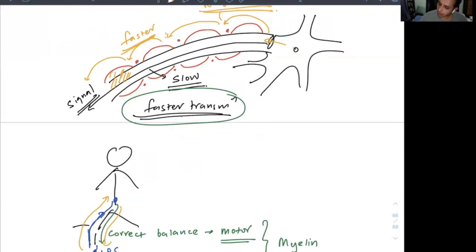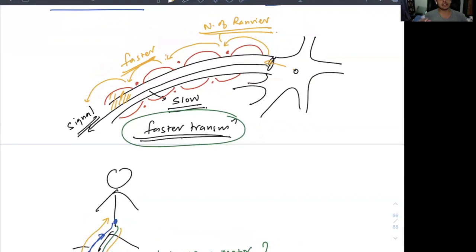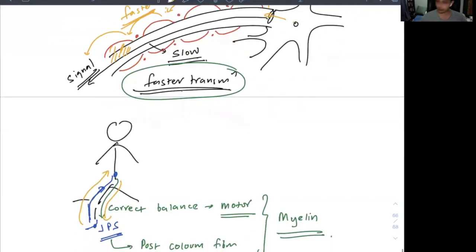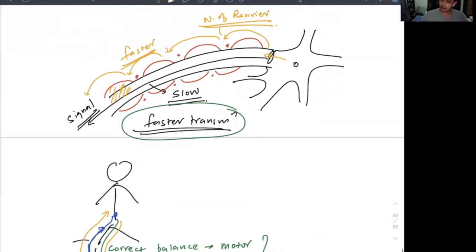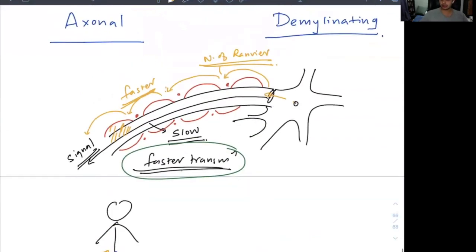Okay, is this concept clear, or should I explain it a little more? Just let me know on the chat. So right, so this is the concept of your myelin.